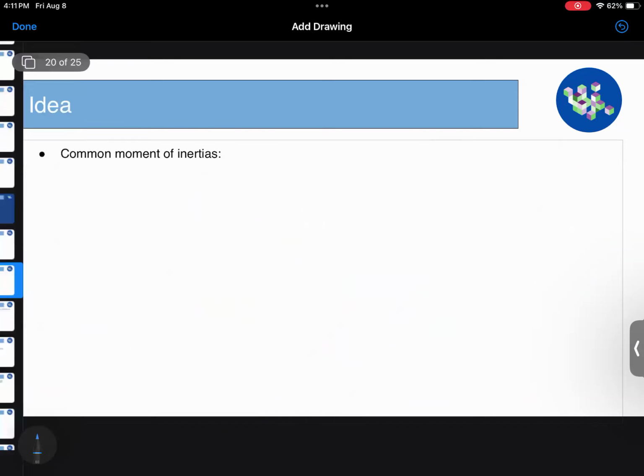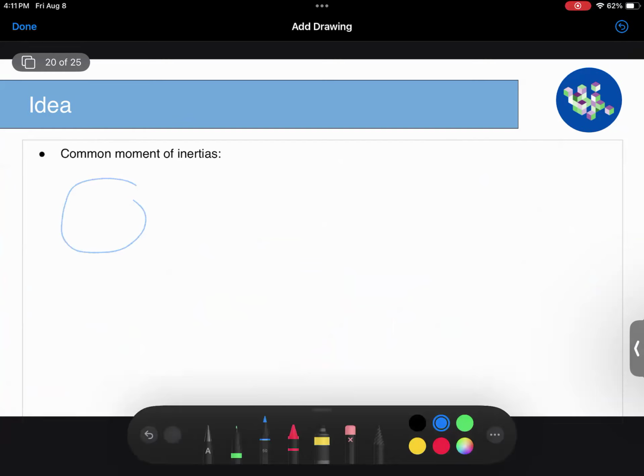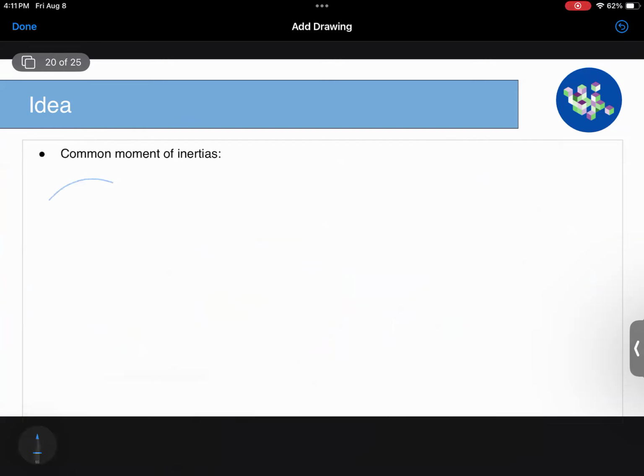So let's keep going. Some common moments of inertia. For example, if we have a circular ring with radius r and total mass m, then when I'm doing the integral of r squared dm, I'm just getting m r squared, of course.